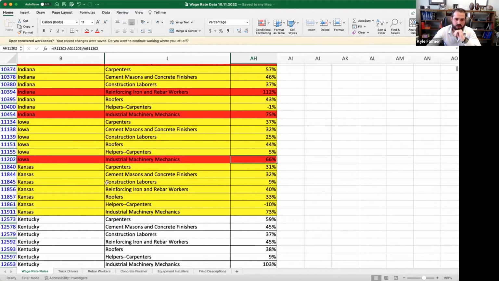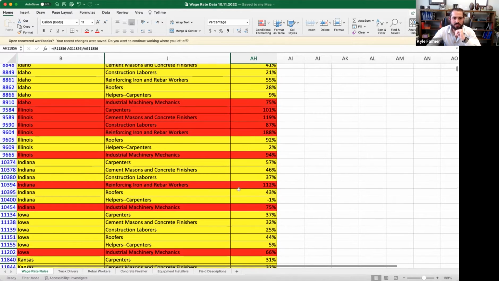Kansas also not too bad. It's not great. You're still going up 40% for reinforced iron and rebar workers, but you're not in the state of Illinois going up 188%. That is just absolutely mind-blowing. I just got a question. The percent increase is based off of today's adverse effective wage rate and the prevailing wage for today. So this is as if this went into effect today. I would actually anticipate this perhaps gets a little bit worse next year.